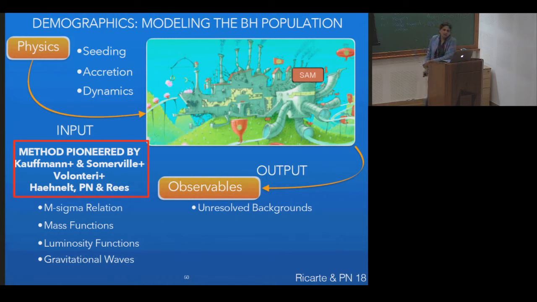These were called SAMs by people like Rachel Somerville and Gunnar Kauffmann, who started this. Our version is slightly different, and we call them SEMs. They're semi-empirical models that are much more driven by data, because at the time that these guys developed it, there weren't as many sources of observational multi-wavelength data.